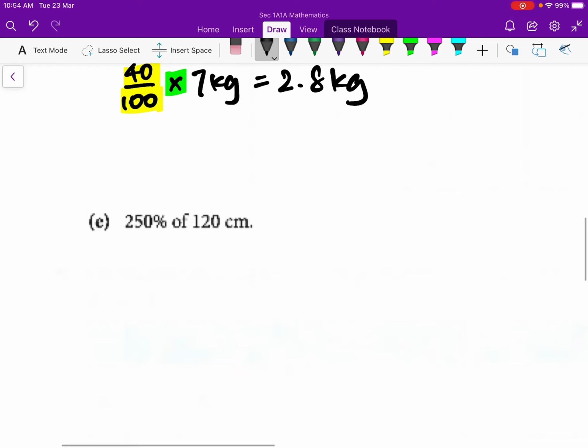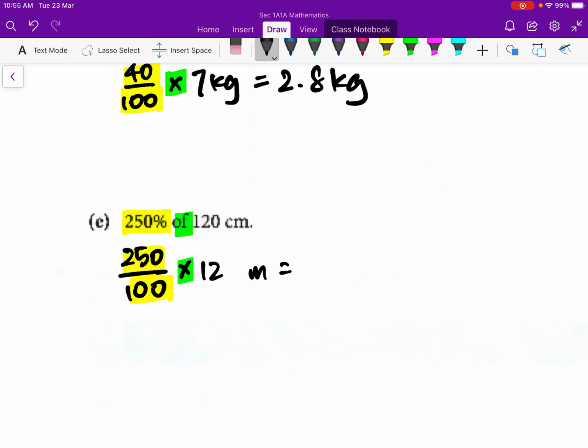Next one, 250%. Wow. More than 100%. So what? Whatever it is, just write down the number over 100 because that's what percent means. So these two are the same. Then we have our multiply because the word of means multiply. And we have 120 cm. Then key into our calculator. 250 divided by 100 times 120. So we have 300 cm.